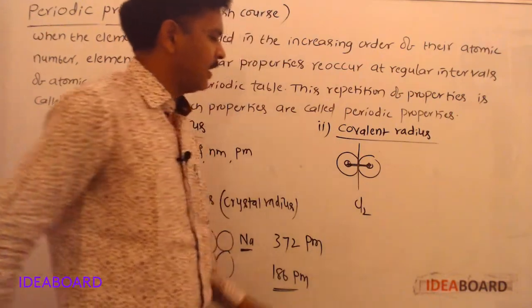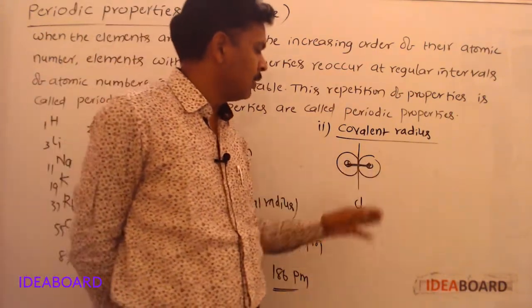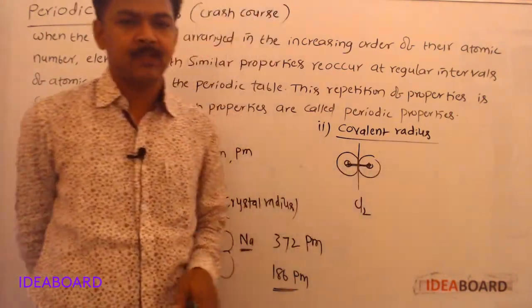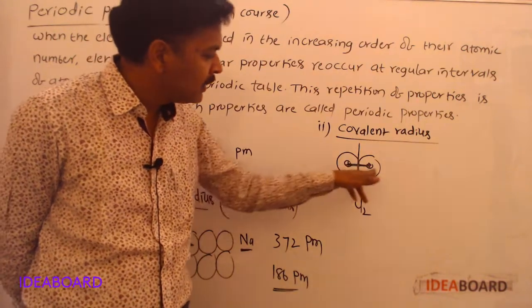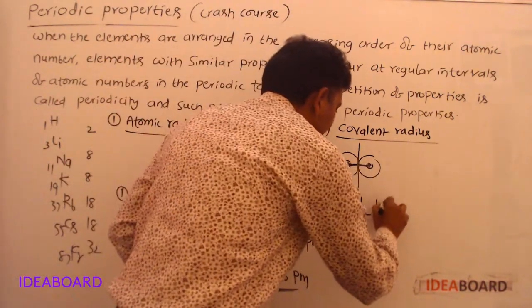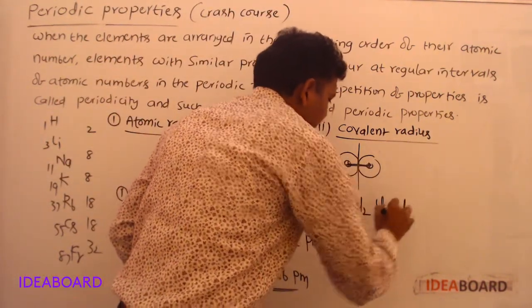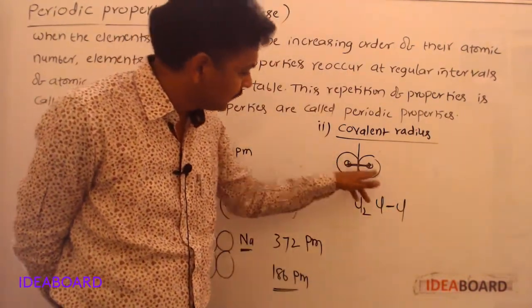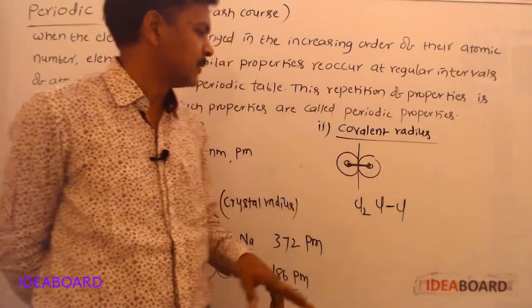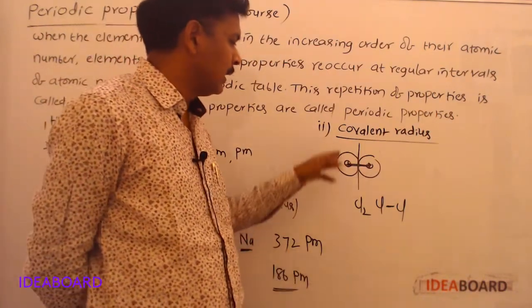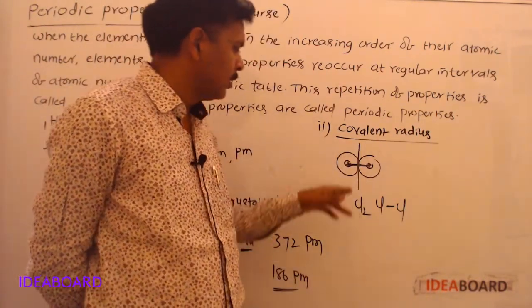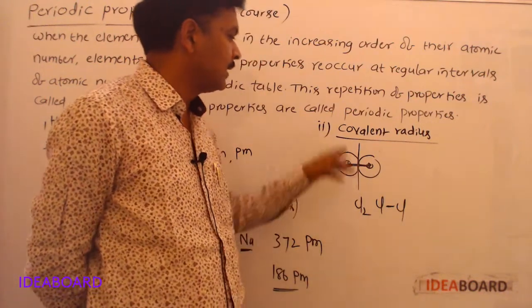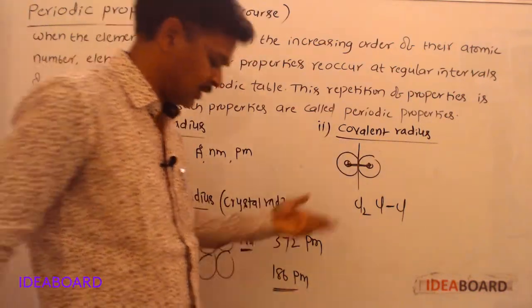Half of the internuclear distance between two covalently bonded atoms. Here between two chlorine atoms covalent bond is present. Half of this distance is called covalent radius. Half of the internuclear distance between two covalently bonded atoms is called covalent radius.